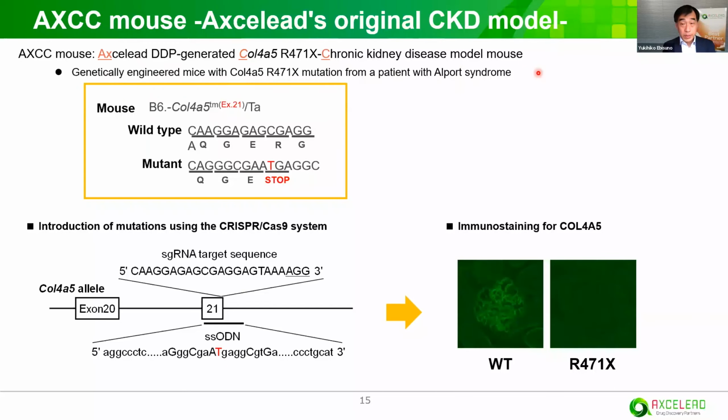So this mouse is deficient for the collagen type 4A mutation. Sorry, it's a mutation mouse. It's not a deficient mouse. As you can see here, the staining of collagen type 4, that one is the wild type mouse. That one is the mutation mouse. You can see here the staining of collagen type 4 is gone.